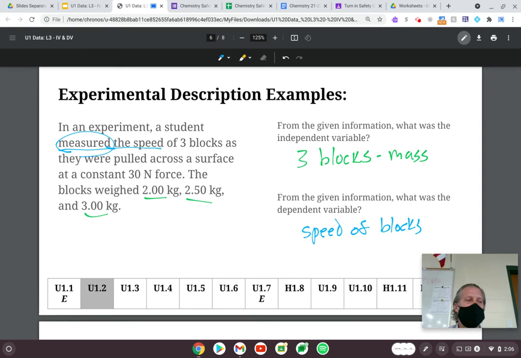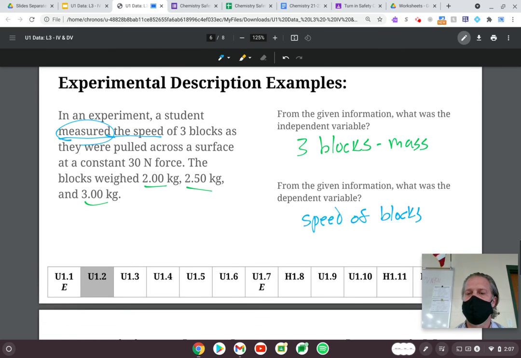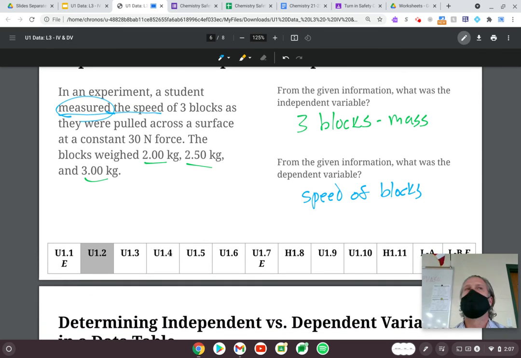All right, so in this one, I identified the 3 blocks, again, to be the independent variable. The blocks had a mass of 2, 2.5, 3, which is pretty consistent and logical in terms of changing the masses. And then what was being measured was the speed of the blocks because they were being pulled at a constant force. Questions? Excellent.